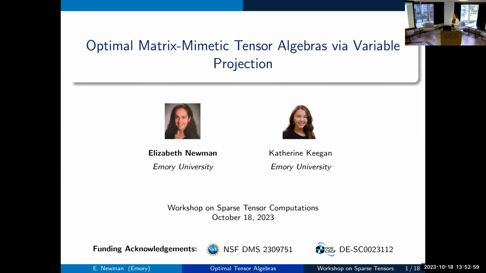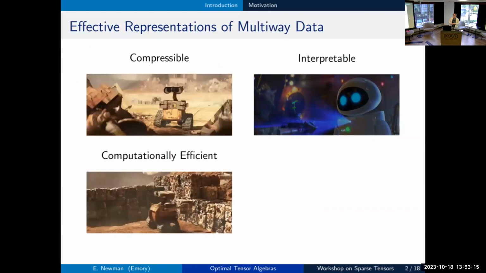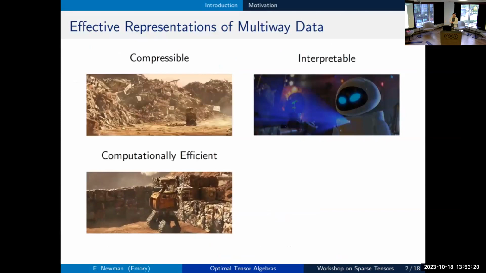thinking about how we get effective representations of multi-way data. And some words that you'll see come up, each with different decompositions associated with them: we might look for something like a compressible representation. So for those who've seen Wall-E, he's compressing the trash for us. And I really went with this theme for this slide. So we might be looking for something like a compressible representation.